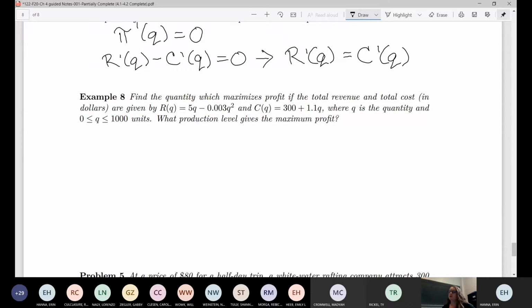So this one, unlike the last two, we only have functions in terms of one variable, so we don't have to do any of that kind of solving one equation and replacing it in the other. Since we only have one variable that we're working with here, and that variable is Q, we essentially want to maximize profit.